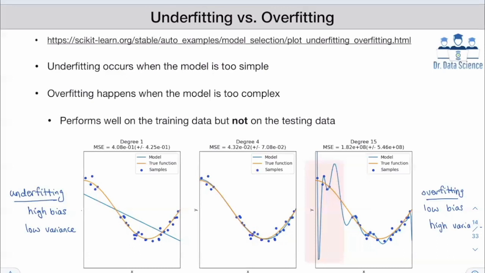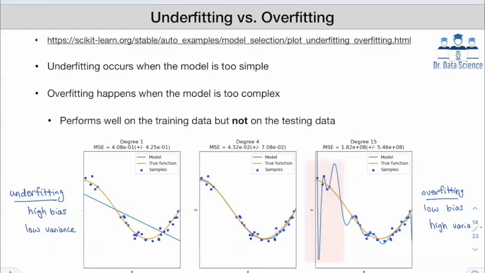And then we increase the degree to 4 in the middle figure. And on the very right side, we use a very high degree polynomial function, so we set degree equals 15. Just by visually looking at these 3 figures, we see that degree 1 is too simple for this problem because it's not able to capture nonlinear relationships. And that's what we call underfitting.